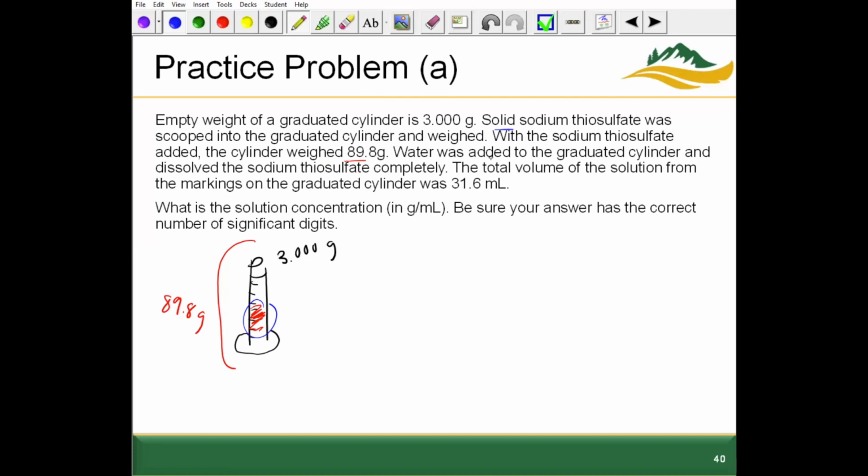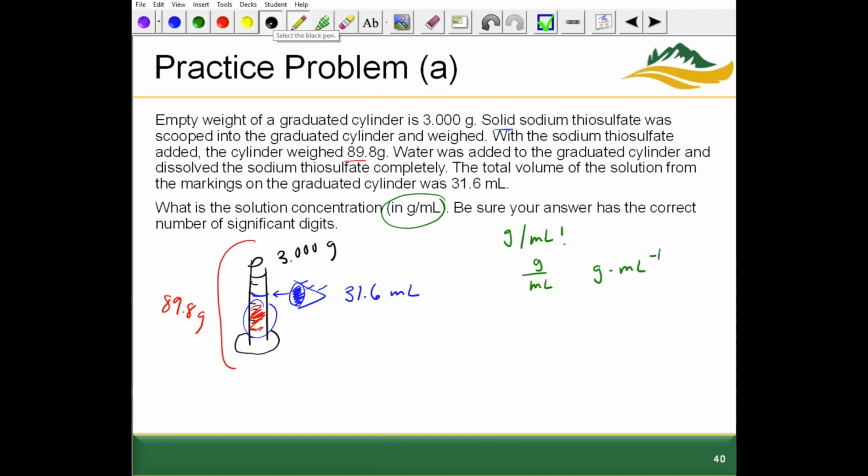Let's keep reading through. Water was added to the graduated cylinder and dissolved the sodium thiosulfate completely. We read the total volume of the solution from the markings on the graduated cylinder. We're looking at eye level here, which we'll practice doing in lab, looking at the meniscus, and we're told this is a volume of 31.6 milliliters. Now for our problem, we're going to calculate density in grams per milliliter, which can also be written as grams times milliliter to the -1 exponent if we wanted to.